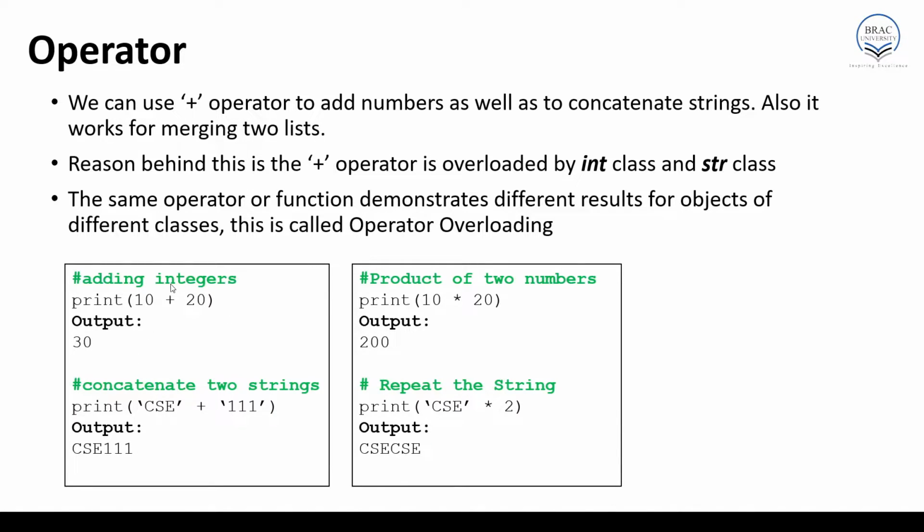So how is this working actually? My built-in integer class, string class, or list class have their own methods to work with this plus operator or multiplication operator. We have those built-in methods. Now the question is, what if you want to use the plus operator in your own class? That means you want to add your instances or objects. So let me make it clear.